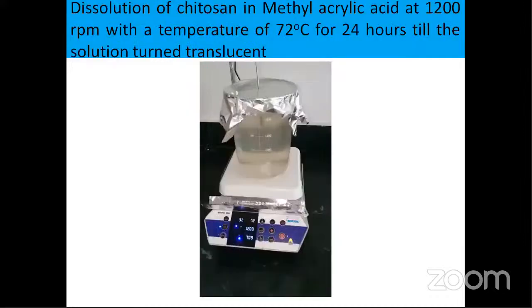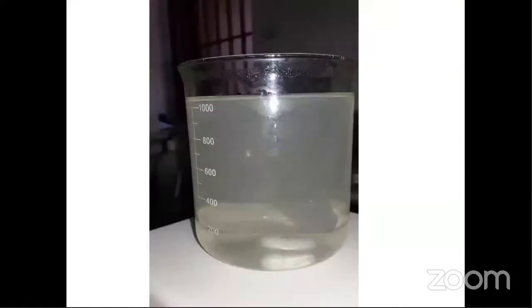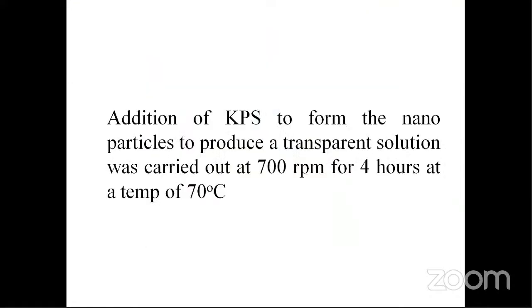The process is like this: dissolution of chitosan was done at 1200 rpm at a temperature of 72 degrees Celsius for 24 hours till the solution turned translucent. Like this, you can see here, translucent. Then addition of KPS, K2S2O8, which I already told you cuts into those chains to form the nanoparticles, to produce a transparent solution, was carried out at 700 rpm for 4 hours at a temperature of 70 degrees Celsius.